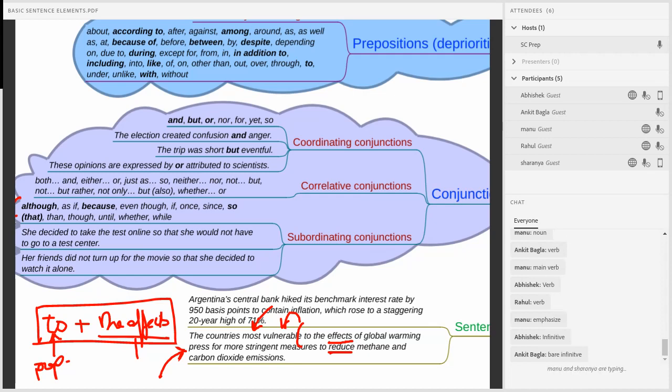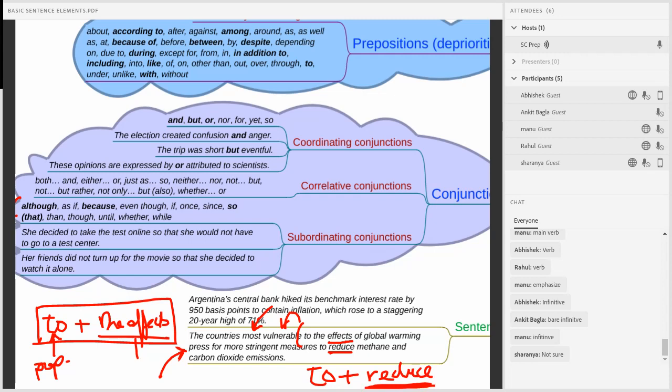Okay, good. I thought for a second that maybe we would call it a verb, but you guys correctly recognized that this is to plus the simplest form of the verb. So this reduce is not a verb over here. This is the simplest form, and the name we give that simplest form is infinitive.